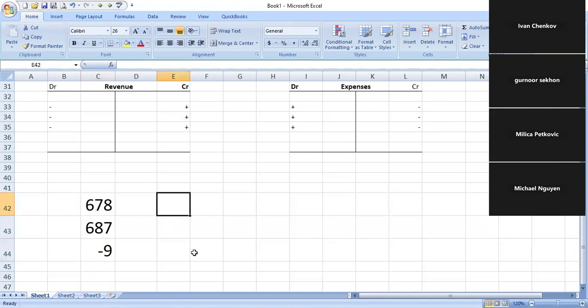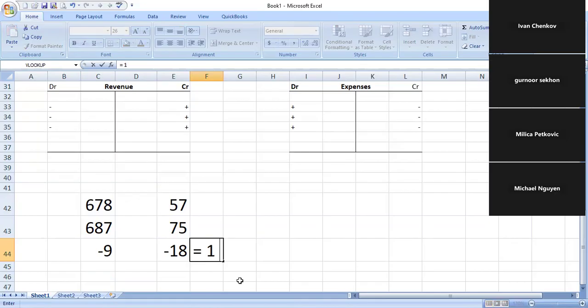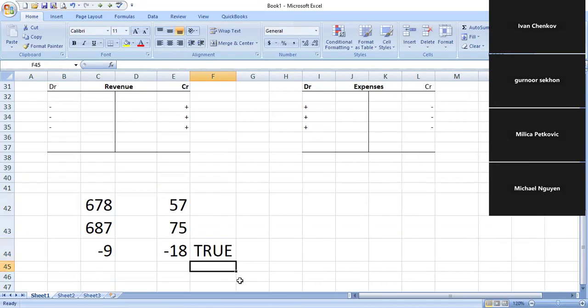So let's see another example. We have 57 and the other one is 75. What's the difference? The difference in this case is 18. But 18, when you bring it to the simple numbers, is 1 plus 8, and that's going to be equal to 9. As long as it's 9, it's a transposition error.